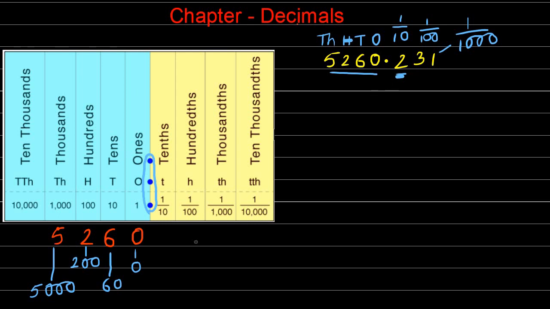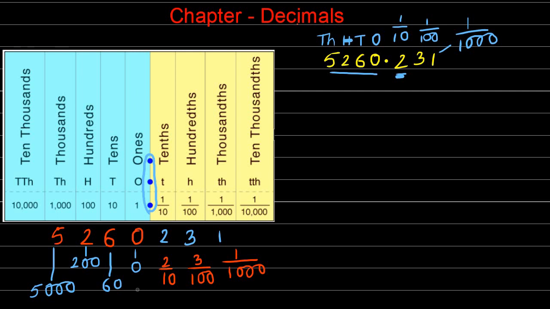So at 10th position we have 2, and then at 100th position we have 3, and at 1000th position we have 1. Okay, now according to their position, let me write their place value. So 2 is present at 10th position, so its place value is 2 upon 10. 3 is present at 100th position, that's why it is 3 upon 100. And as 1 is present at 1000th place, its place value is 1 upon 1000. These are the place values.